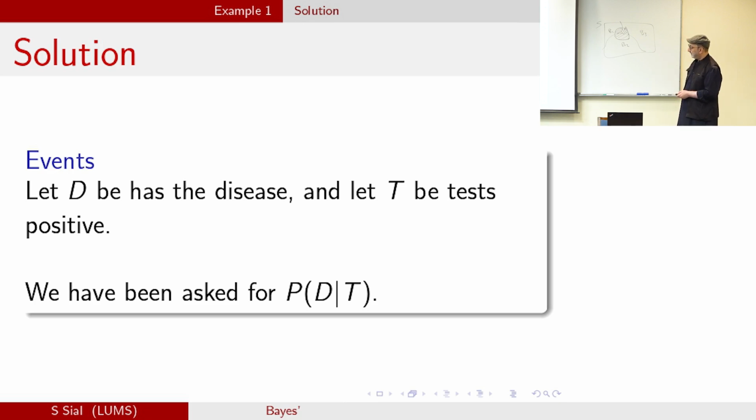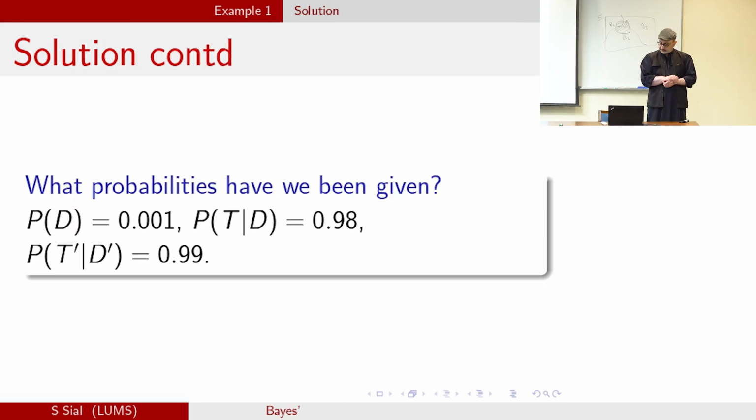We need some notation for doing the problem. Let D be the event that the person has the disease. Let T be the event that the test shows positive. What we've been asked for is the probability that the person has the disease given that the test is positive. We turn what we've been given in words into mathematics like this.